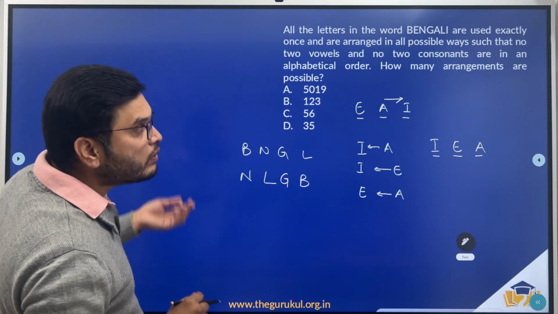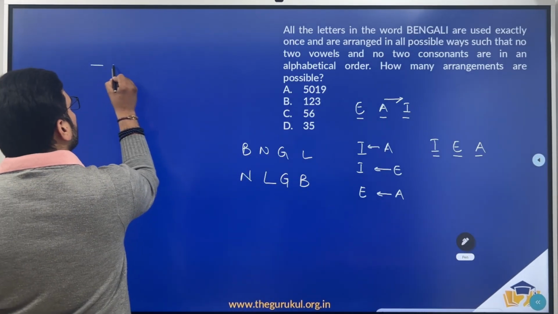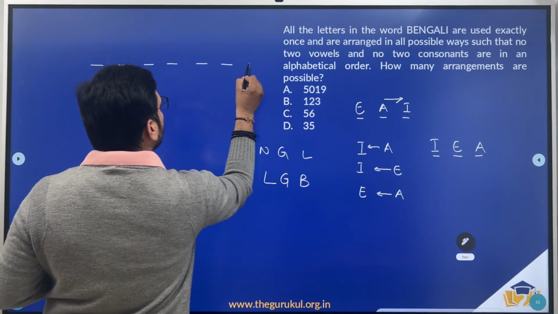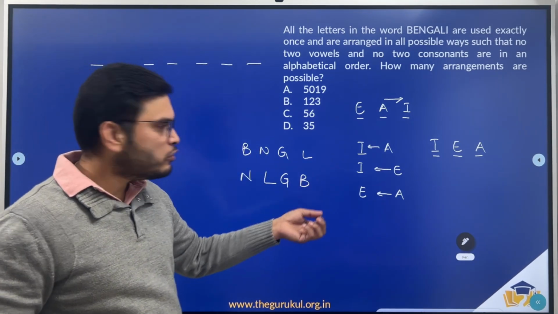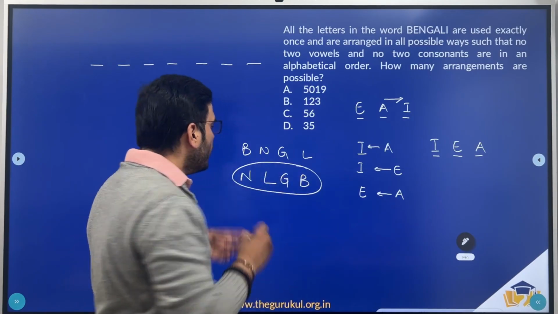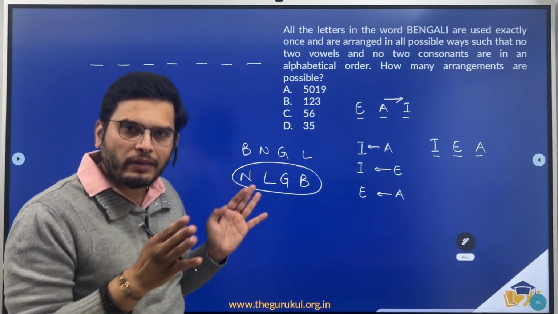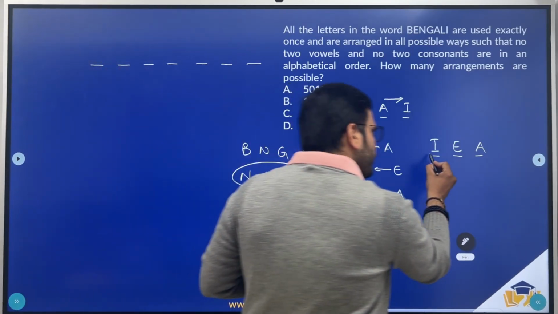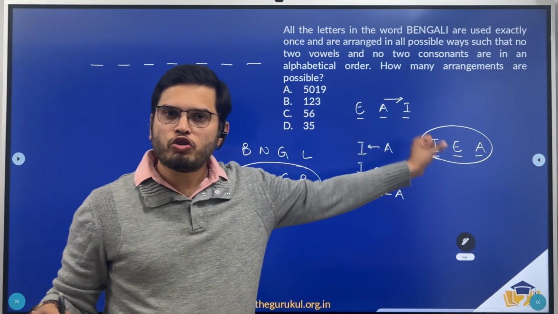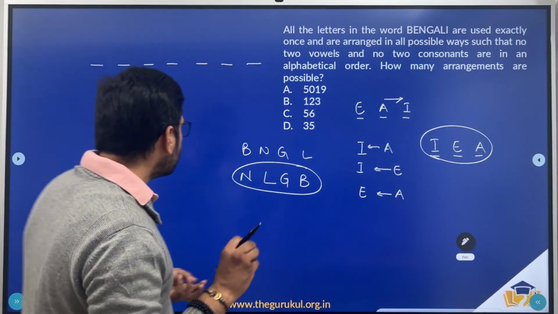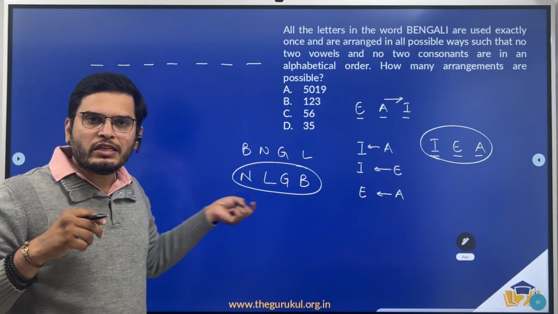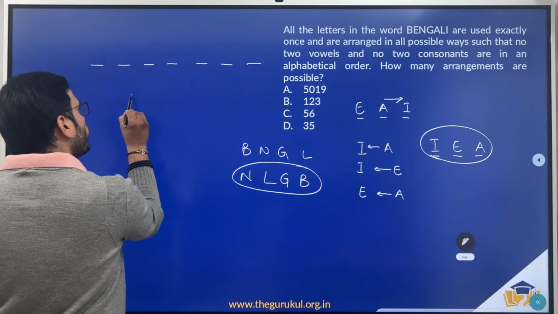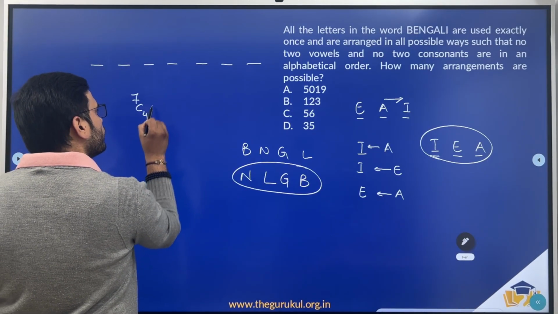So we have, this is a 7-lettered word. So 1, 2, 3, 4, 5, 6, 7. So these four consonants should be placed in this order only, right? They need not be adjacent to each other, no, right? So they should be in this order. Similarly, all the three vowels should be in this order, right? So first let's select four places to arrange these four consonants.